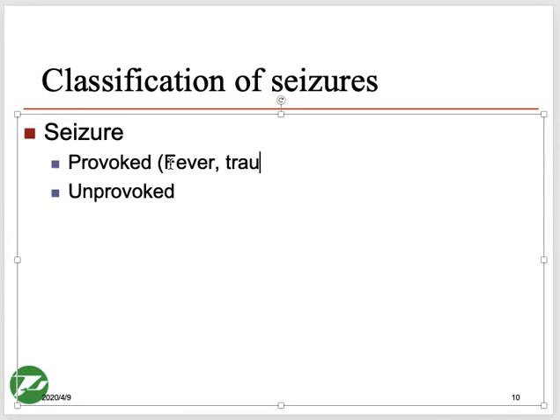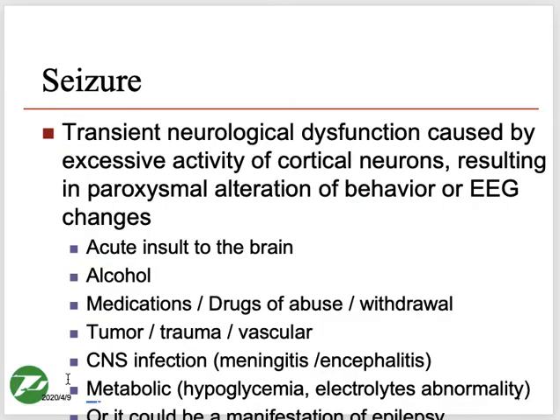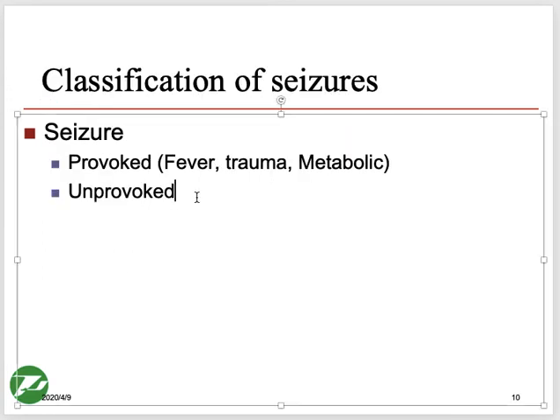It could be due to trauma. For example, while playing, if a ball hits your head, many people have a seizure after that. So of course that's an example of a provoked seizure. Or it could be metabolic, for example, someone who has hypoglycemia or hyponatremia or hypernatremia. All these causes, which we have already discussed, can cause provoked seizures.